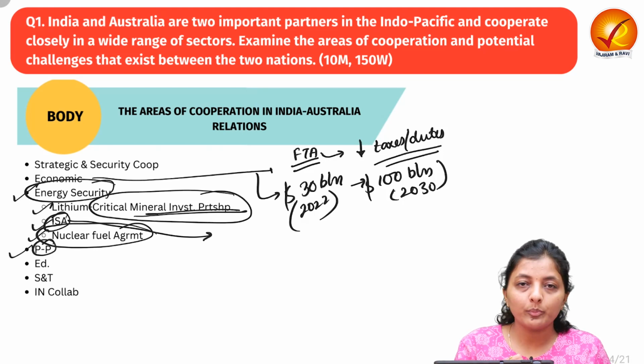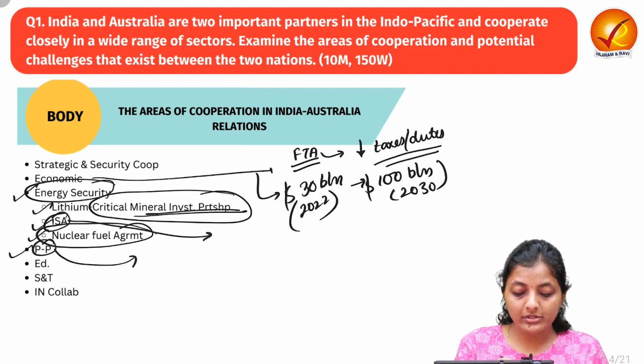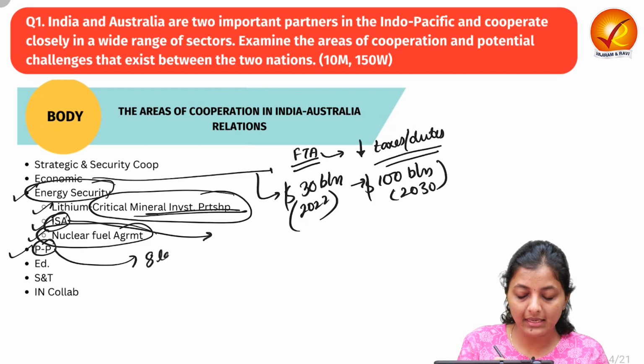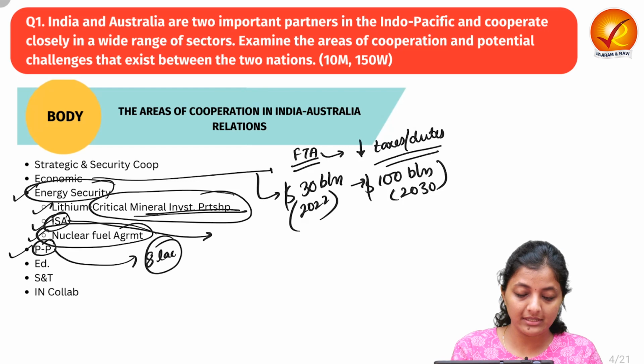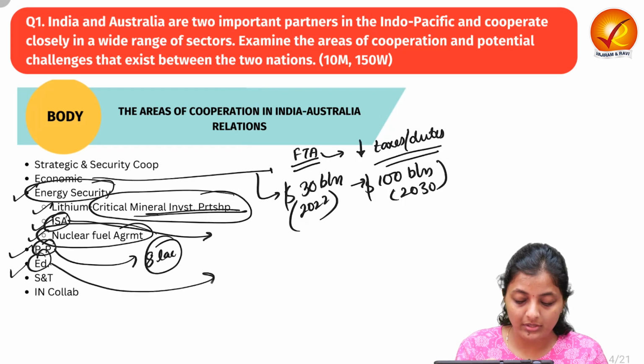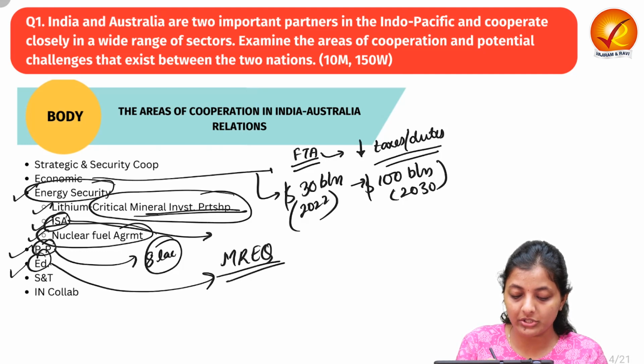Next comes the people to people ties. Australia has approximately 8 lakh Indians. This way we have the Indian diaspora in Australia. Next comes education. We have mutual recognition of educational qualifications.